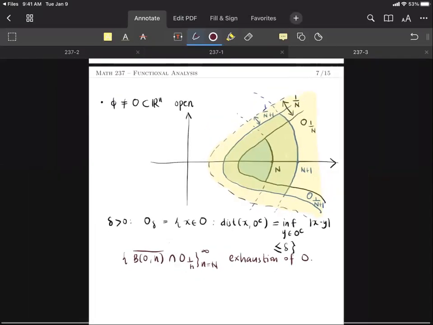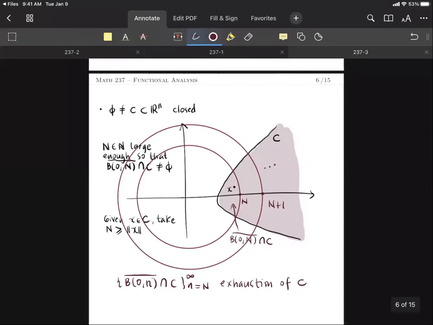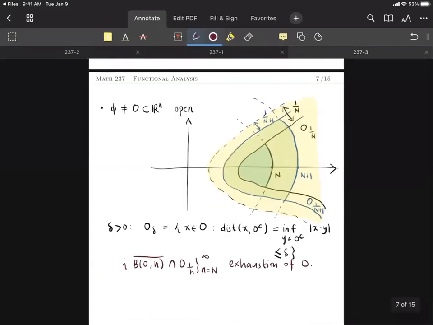So open sets and closed sets have exhaustions, and the construction of the exhaustion is provided here. It remains for you to check that these are indeed an exhaustion by verifying the three properties in the definition.